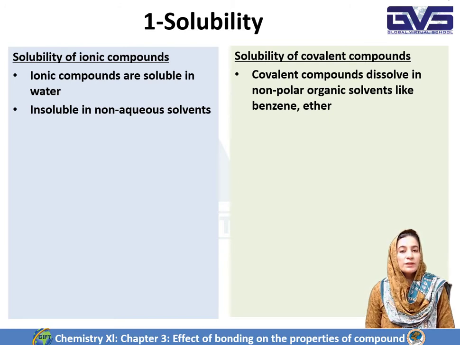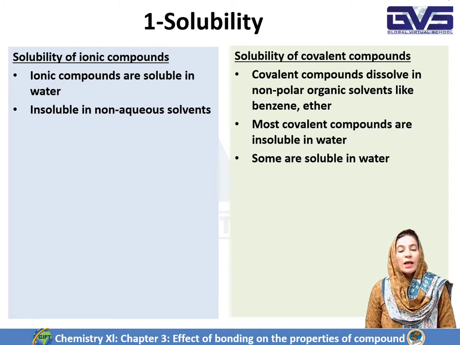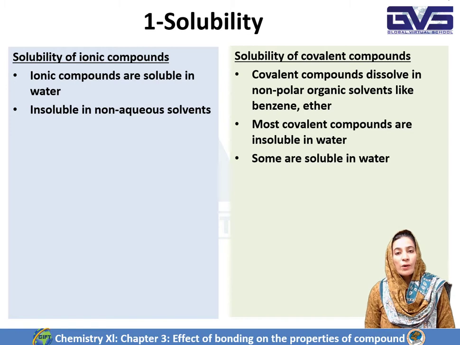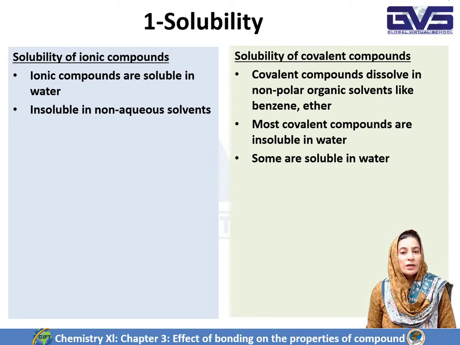Those solvents that do not contain any portion of water are called non-aqueous. For example, benzene, ether, ethanol are non-aqueous. So usually ionic compounds are insoluble in non-aqueous solvents, and most covalent compounds are insoluble in water. But a very few of the covalent compounds are soluble in water. Now I will discuss how the solubility process occurs.